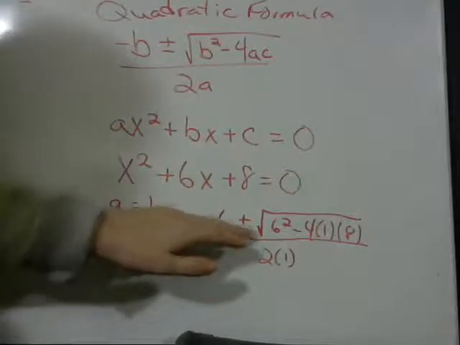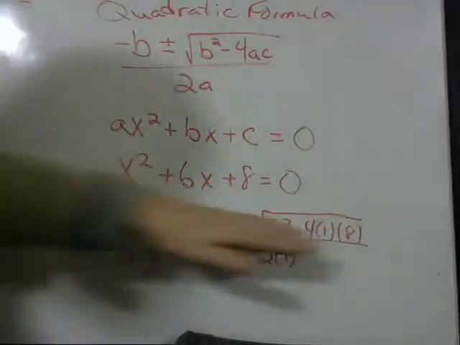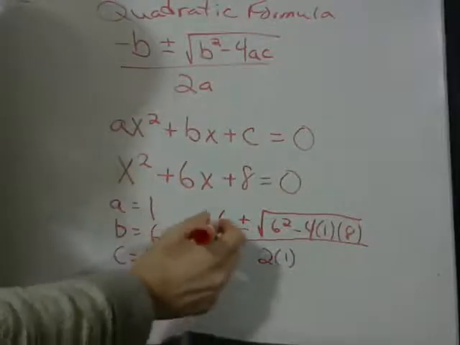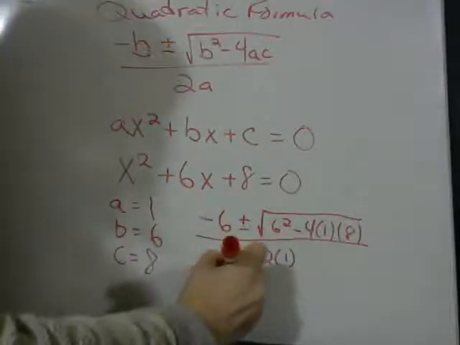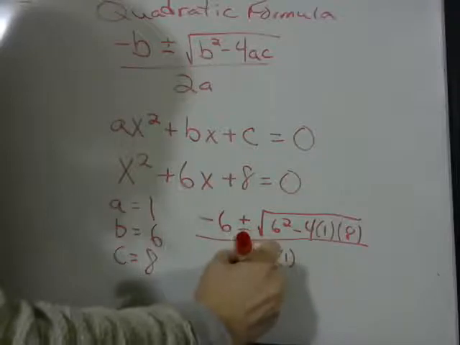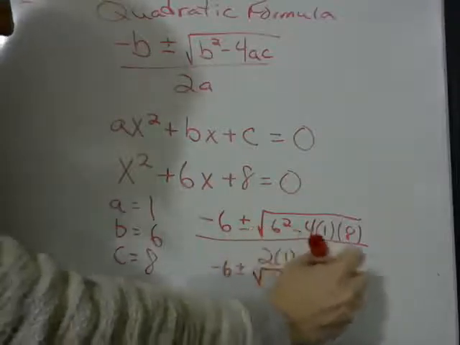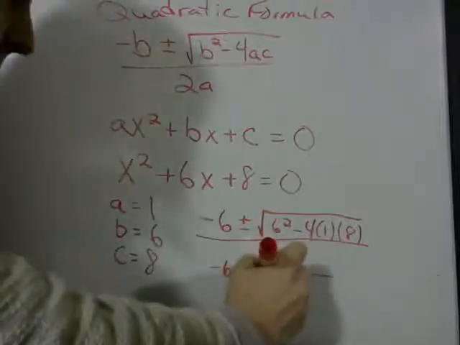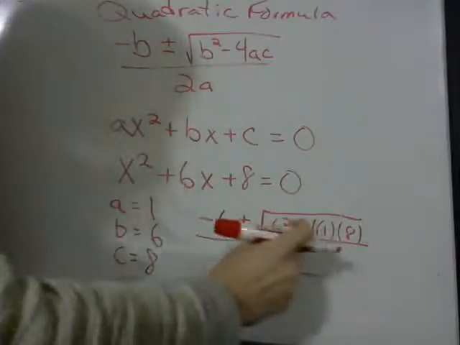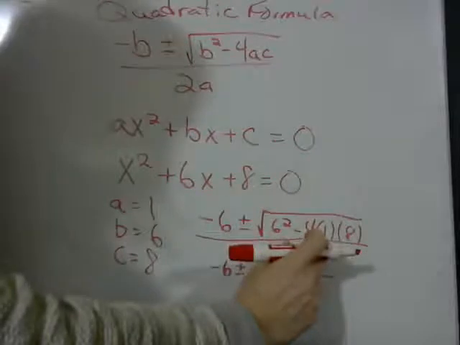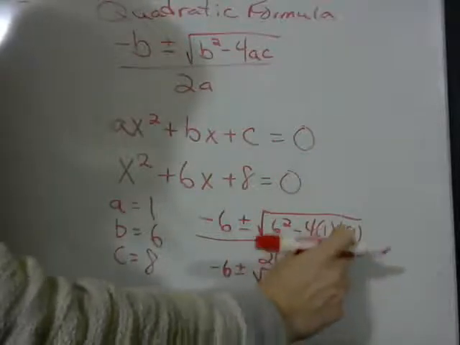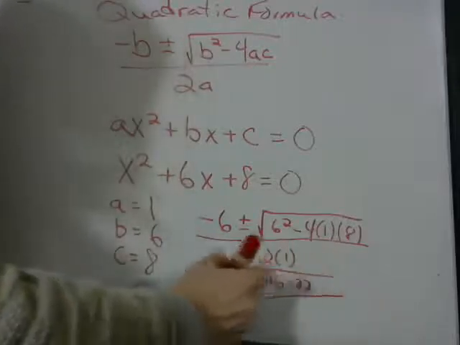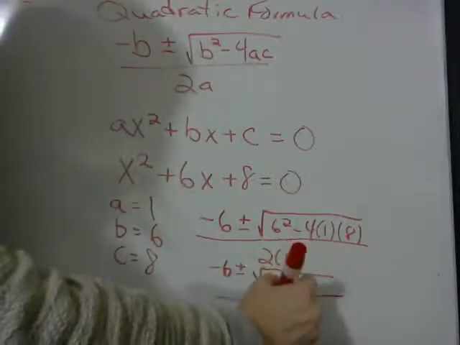So, now we need to simplify. Remember, simplify the top first before you divide. So, we have negative 6 plus or minus the square root. What's 6 squared? 6 times 6 is 36. Minus, what's 4 times 1 is 4 times 8 is 32. Minus 32. All divided by 2 times 1 is 2.